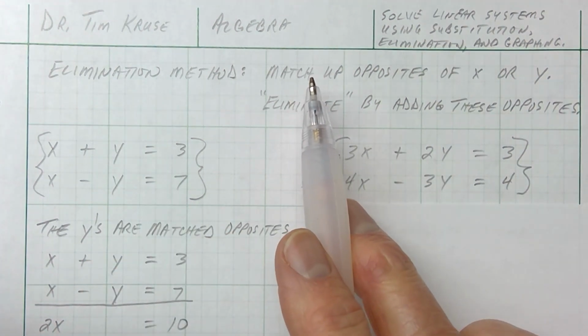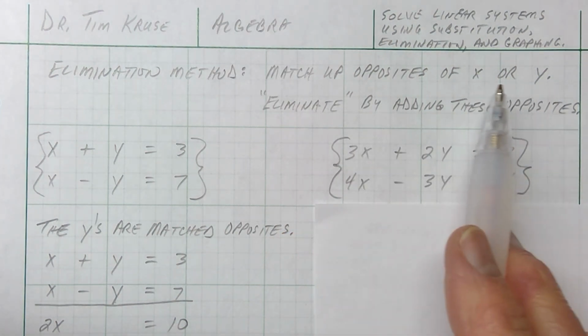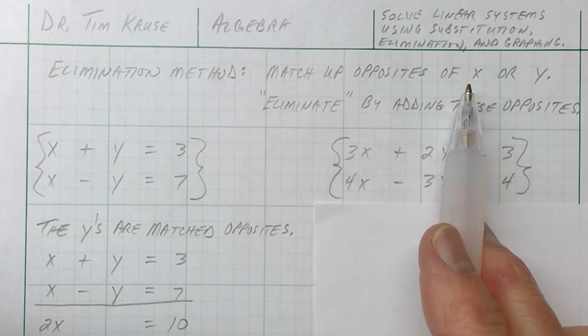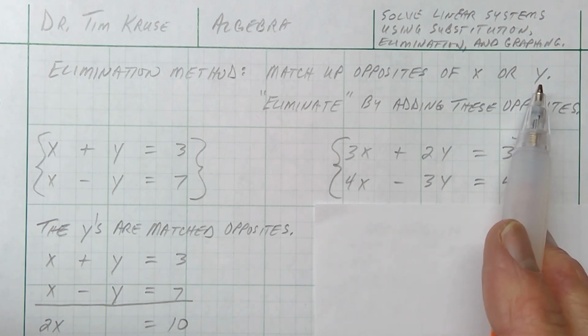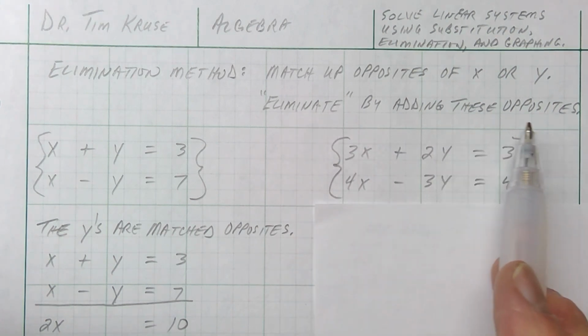The easy way to do it is to match up opposites of x or y. It doesn't matter. Whatever's easier. So match up your x's and make sure one's positive and one's negative, or match up your y's and make sure one's positive and one's negative, because what happens then is you can eliminate them by adding these opposites.